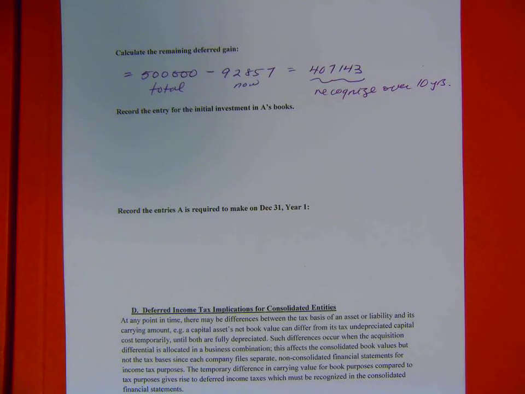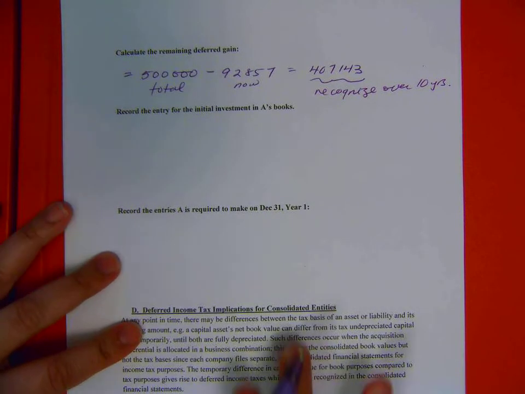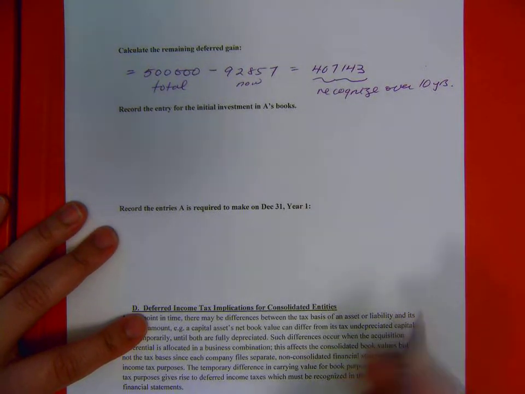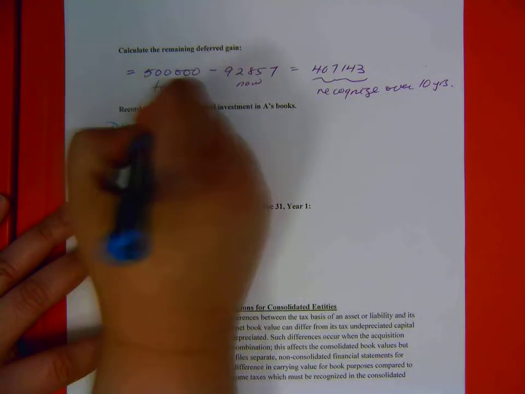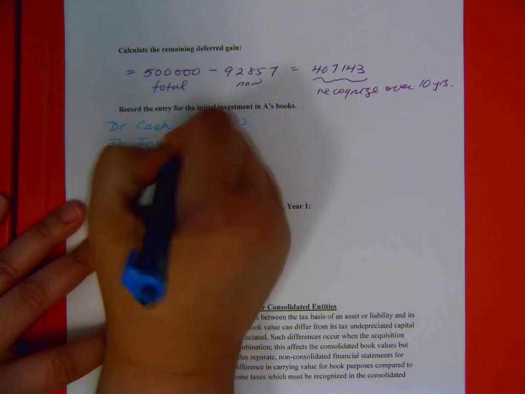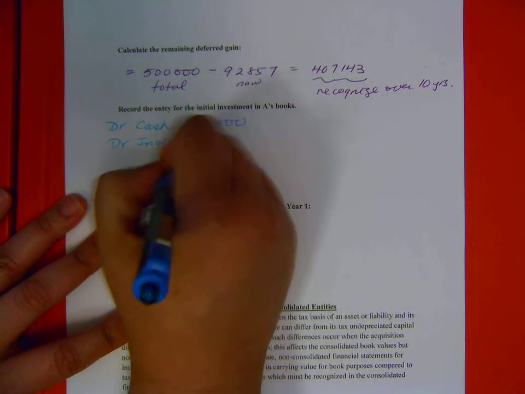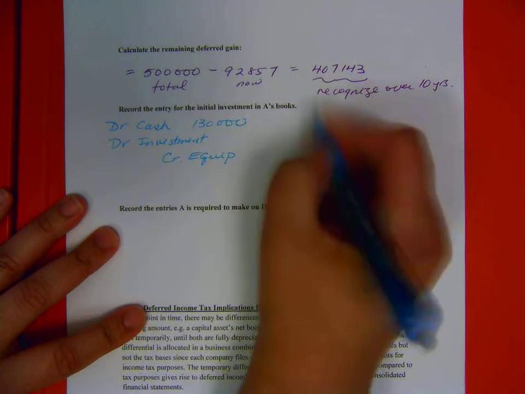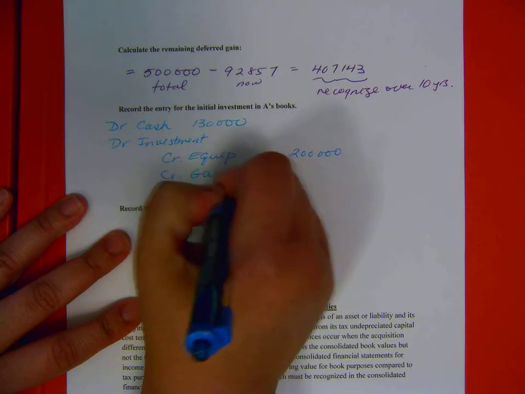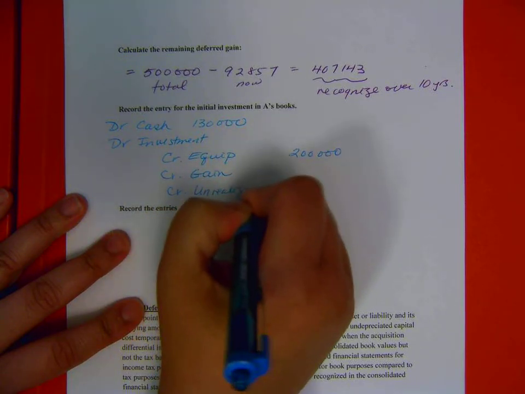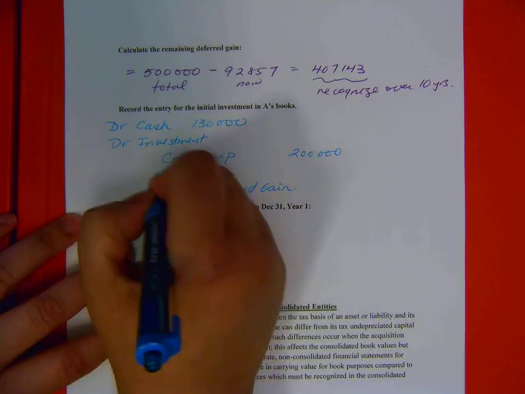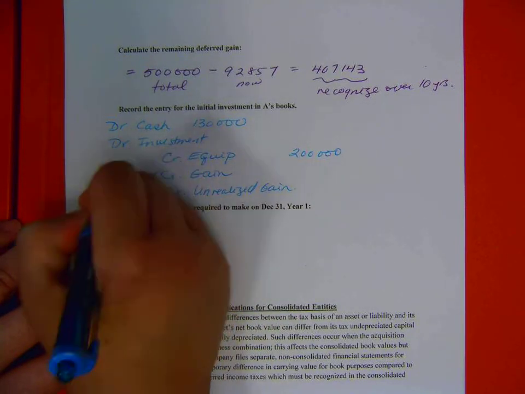So, the investment in A's books, identical to the one with commercial substance, just the numbers are going to be different. So, we got cash, 130. We have an investment that we'll leave till later. We gave away our equipment on the books, 200,000, and then we can record some gain and some is going to be unrealized. And remember again, the unrealized gain is a contra. So the key thing is the total has to be 500,000.